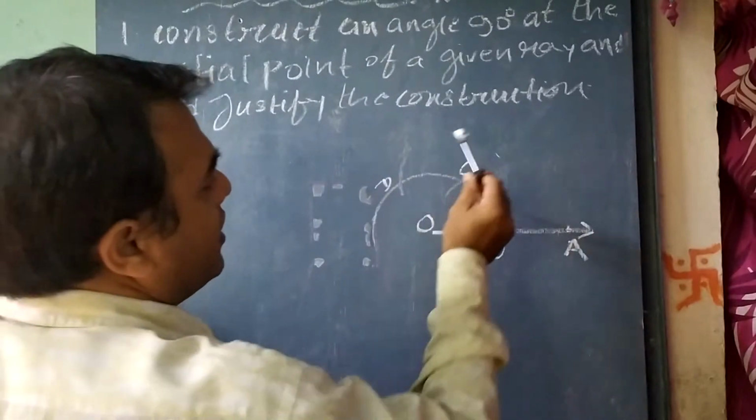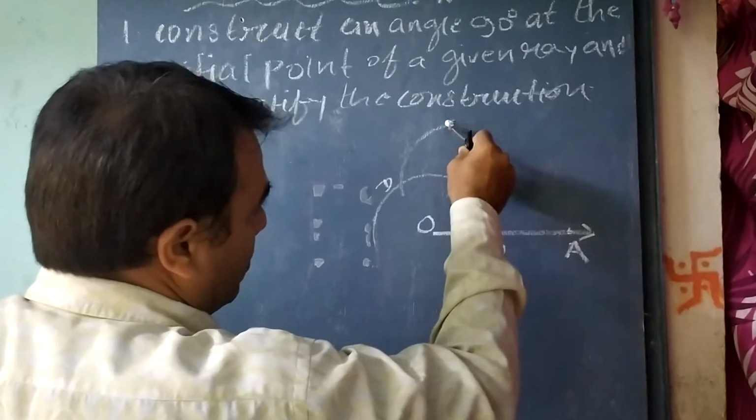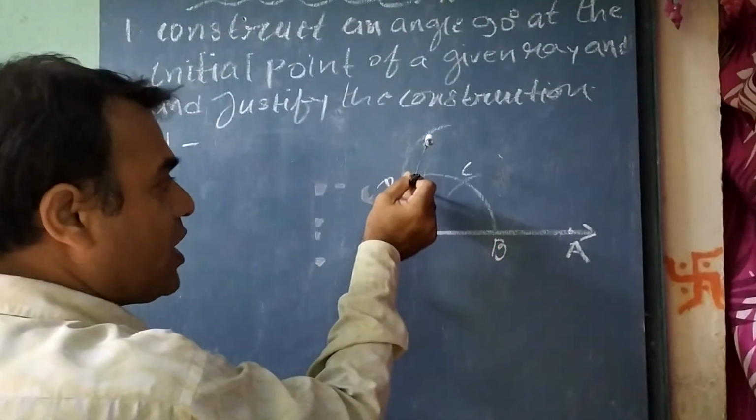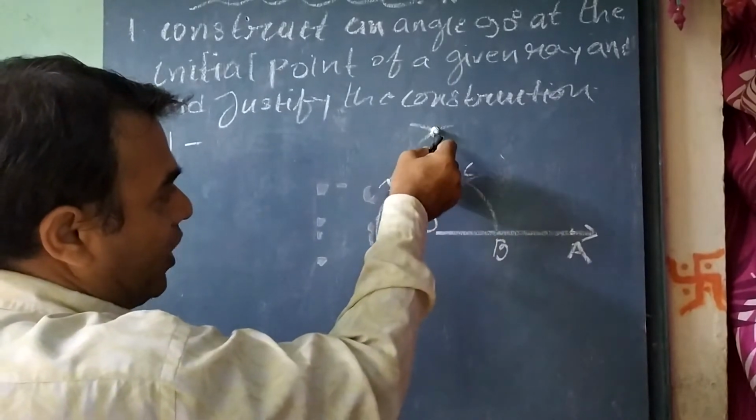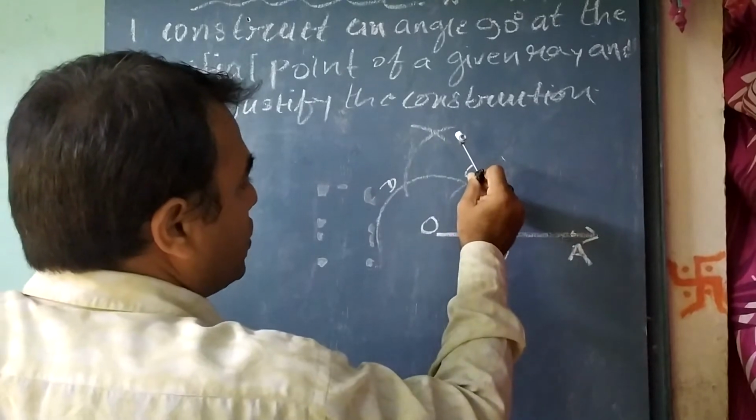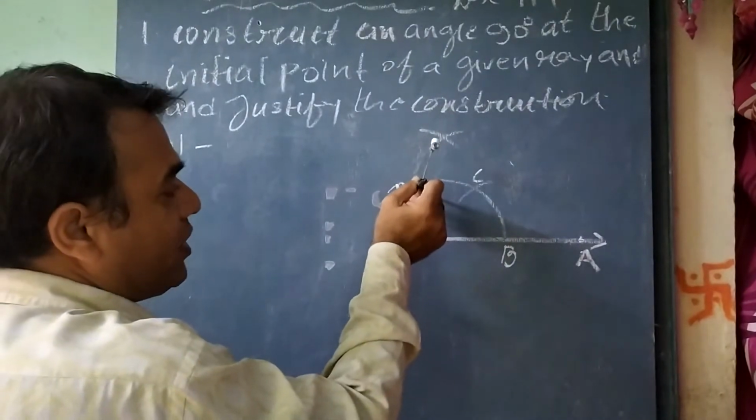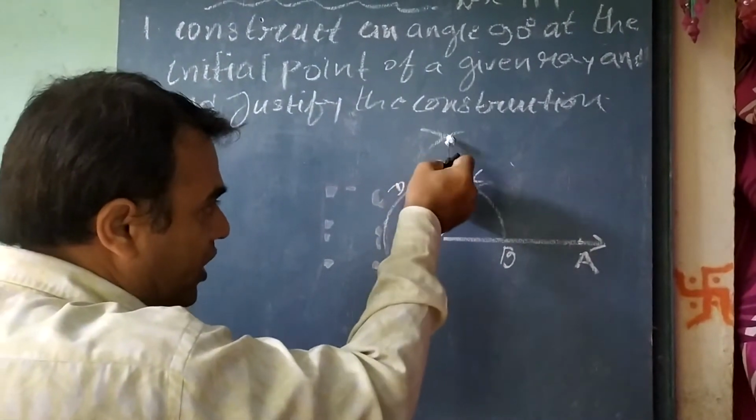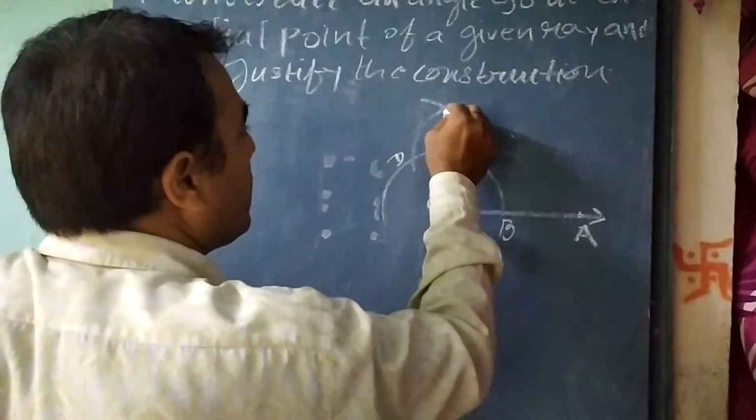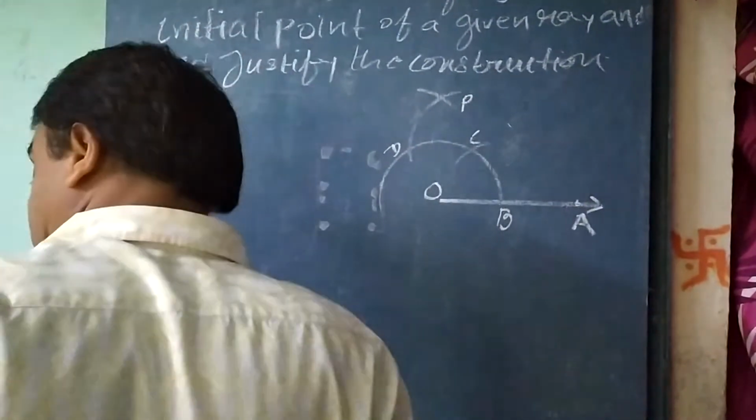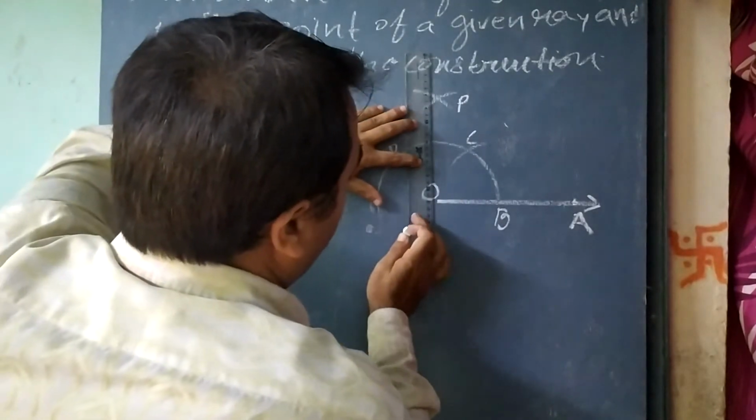With the same radius, from C we draw another arc, and from D with the same radius we draw another arc, which intersects the first arc at the point P. So this point is P. Then we join this point of intersection of the two arcs to the point O.